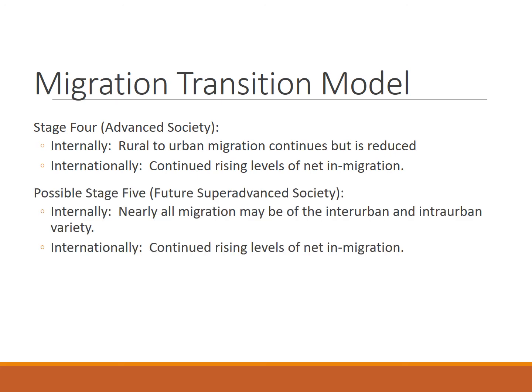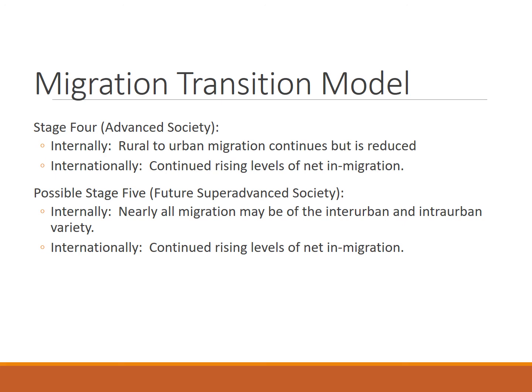And as with the other transition models, there's a possible stage 5, which we would call future super advanced society, where internally almost all migration is interurban and intra-urban, so between cities and within cities. Pretty much everybody has left the countryside at this point, at least everyone who's going to, and all movement is between cities. And internationally, just more of the same, continued rising levels of net in-migration.